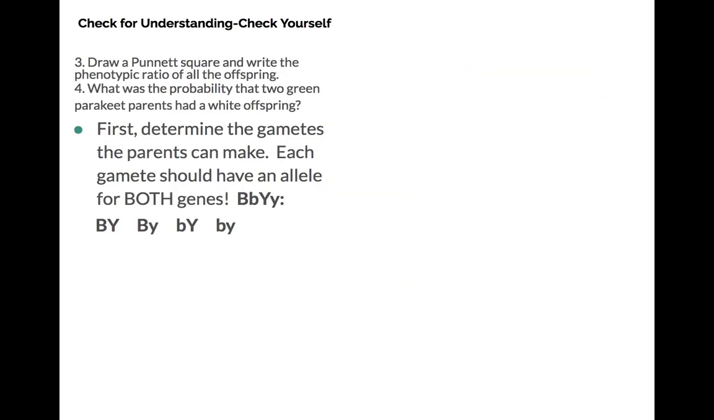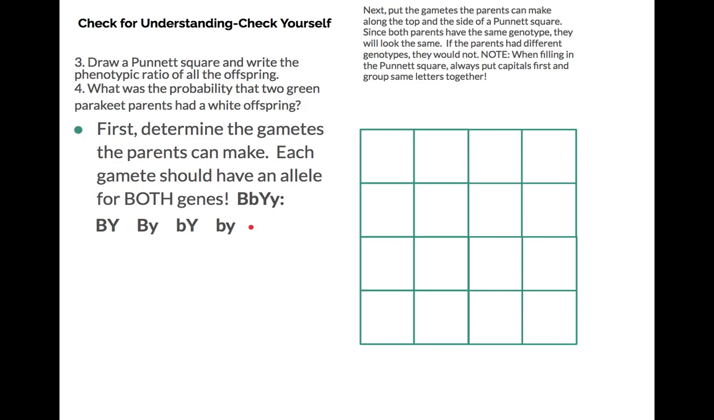Now, step 3 is to draw our Punnett square. We have our possible gametes from that last slide. We put out our 16 square Punnett square and put the gametes along the top and the side. Then I want you to pause here and try to fill this in on your own.